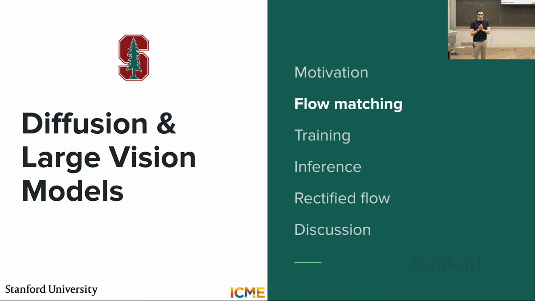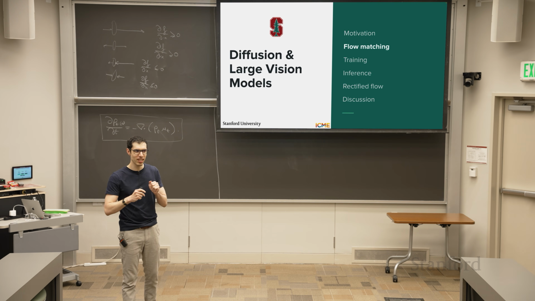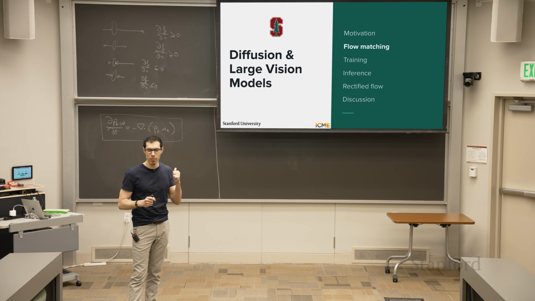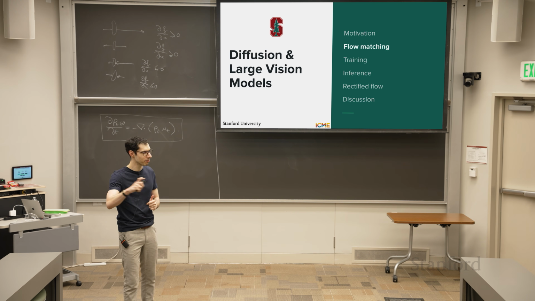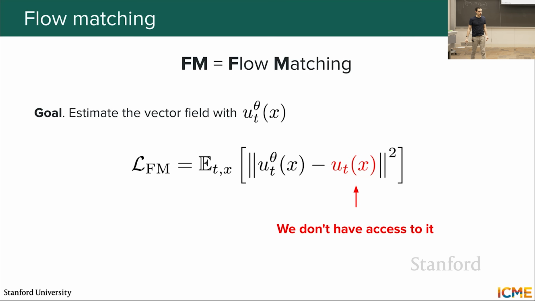The approach we're going to see now is what is called flow matching, because we're not doing maximum likelihood estimation. We're instead trying to directly learn the vector field. So if you remember, for score matching, you were directly trying to learn the score. So here we're directly trying to learn the vector field, but the problem is that you don't know what it is.